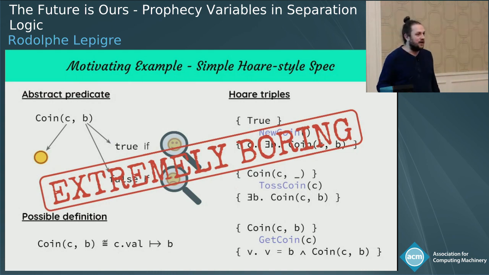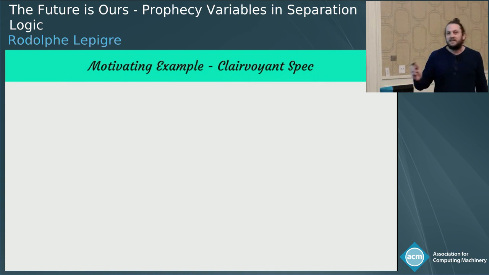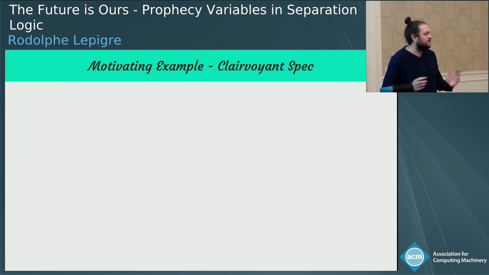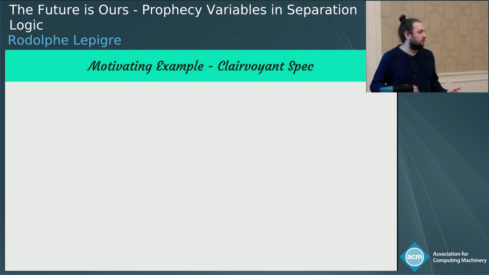So now let us try to come up with a more exciting spec. One thing that would be pretty neat would be to have a clairvoyant specification. That is a specification whose abstract predicate can predict upfront all the values that the coin will ever have in the future.